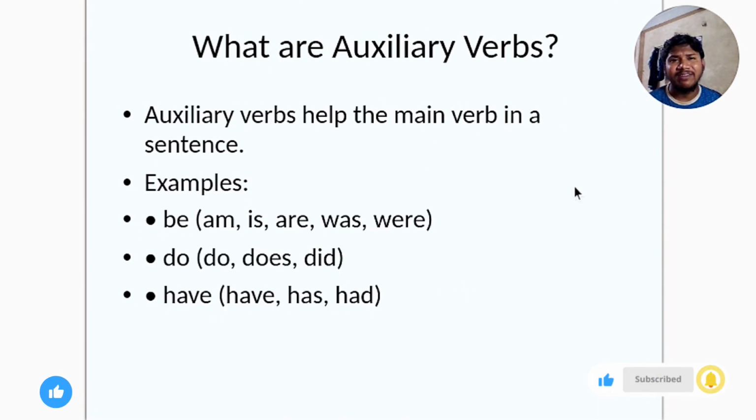Now you might have a question: what are auxiliary verbs, right? We also learned in the previous slide that auxiliary verbs are also called helping verbs. Auxiliary verbs help the main verb in a sentence. There are several types of auxiliary verbs. Be verbs: am, is, are, was, were. Do verbs: do, does, did. And have verbs: have, has, had. These are the types of auxiliary verbs that we must know for speaking English.